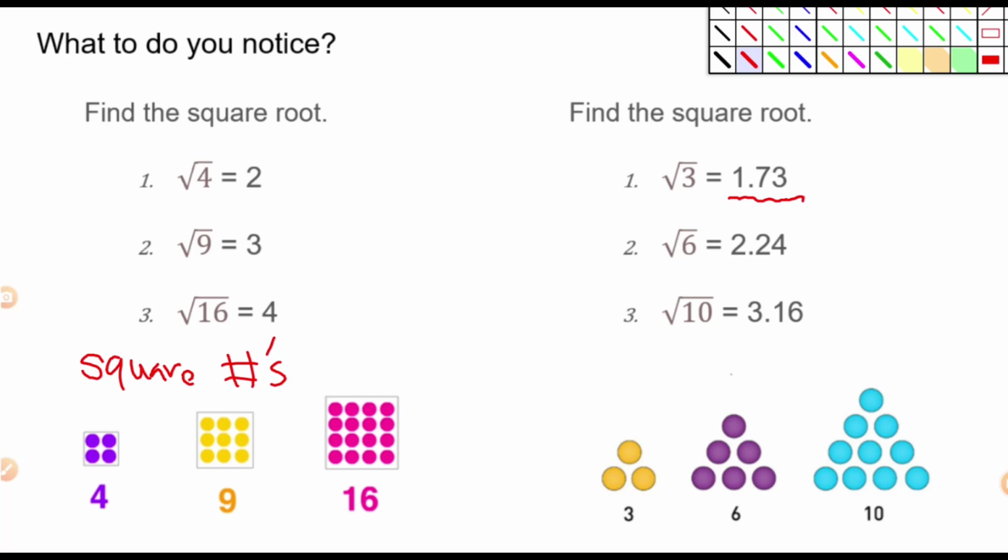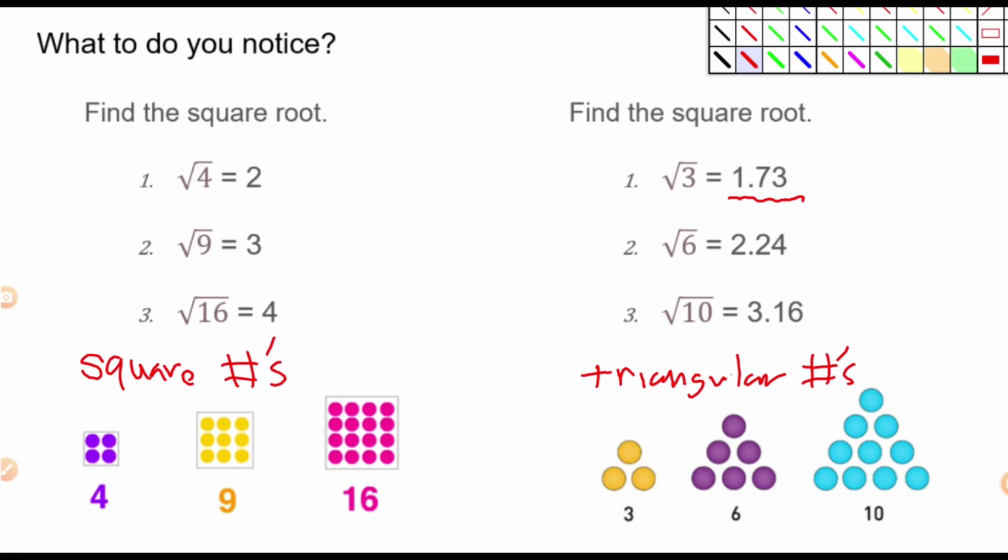So again, the cool thing about 3, 6, and 10, though, what do you think those are called? Those are called triangular numbers. It's kind of interesting, kind of fun. There's a lot of fun problems, especially with triangular numbers, later on in math, but I wanted to share that.